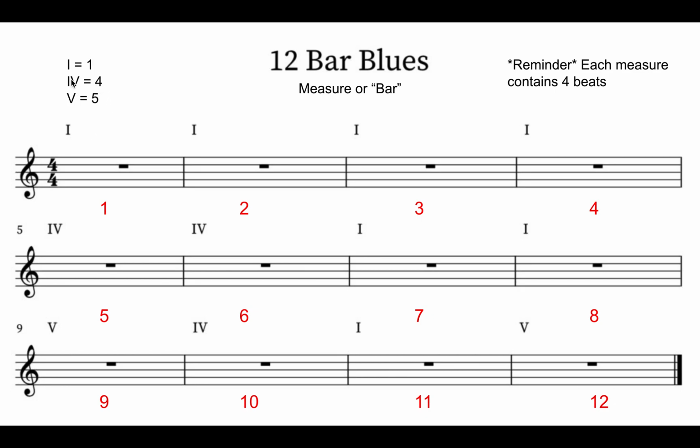We have our IV right here. That is our number 4. And we have our V right here, which is our number 5. And most simply put, these represent the chord progressions within a song. So if we were to just play the one chord over and over again, it would be kind of bland.